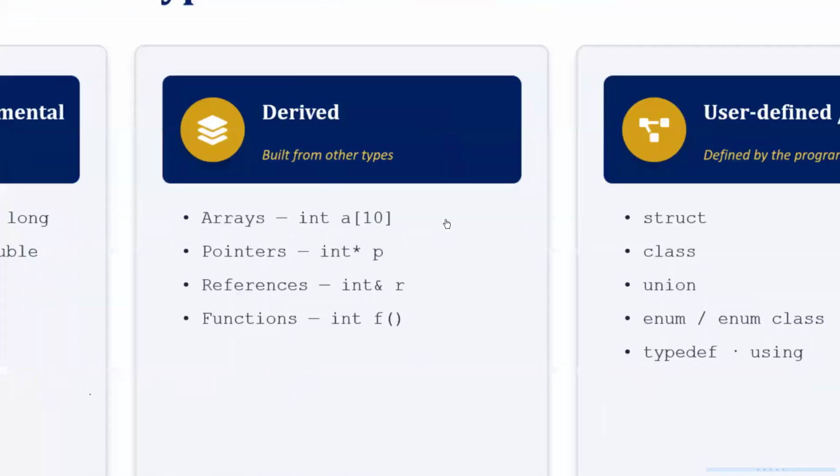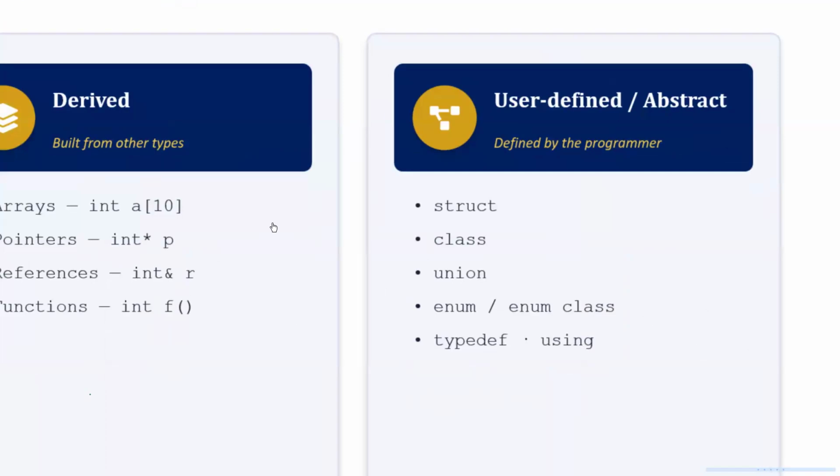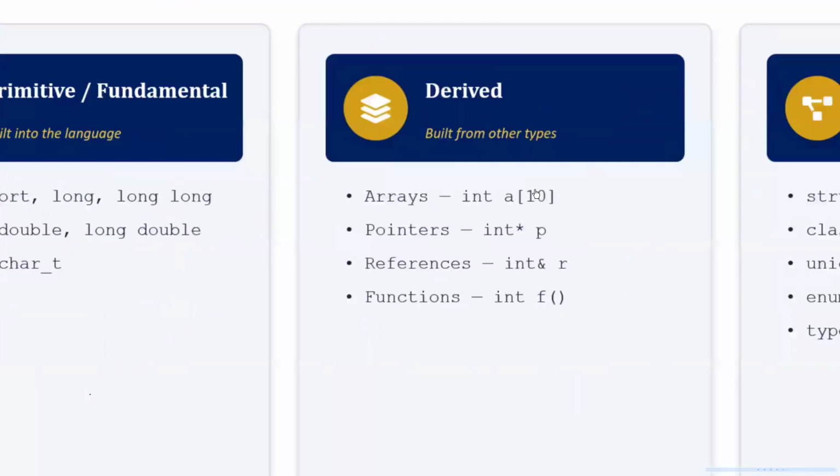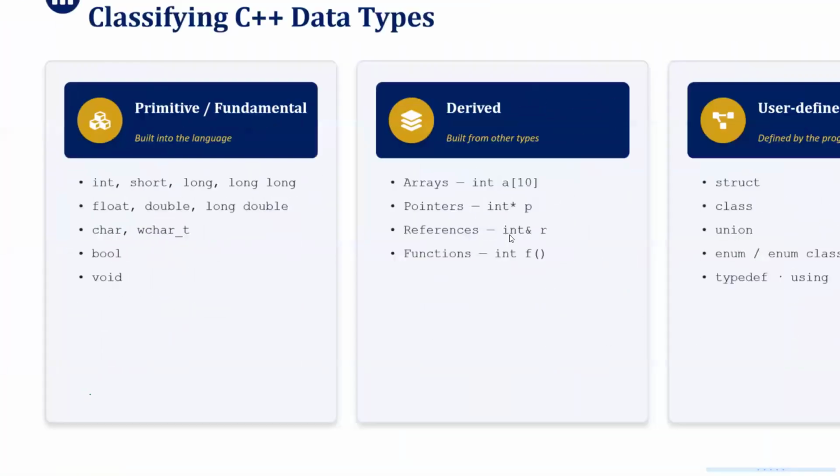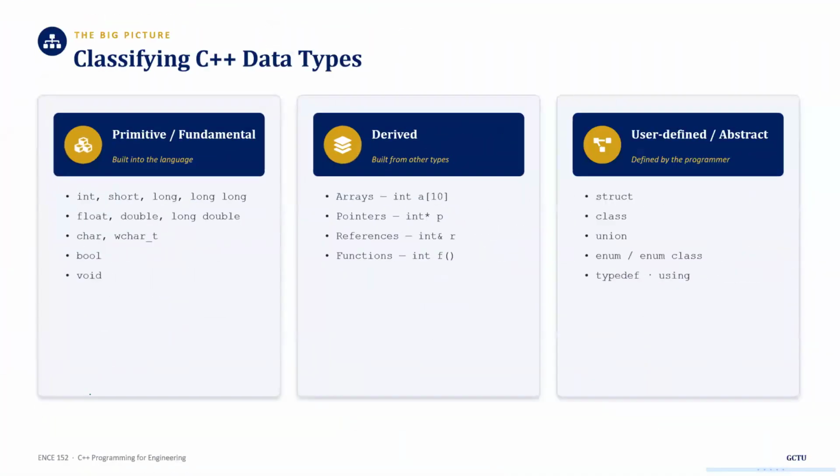Derived means that it was built by other people, where we have arrays, pointers, references, and functions. Then we have the user-defined data types, which are the struct, classes, union, enum class, and typedef and using. We will learn most of these things before the end of our course.